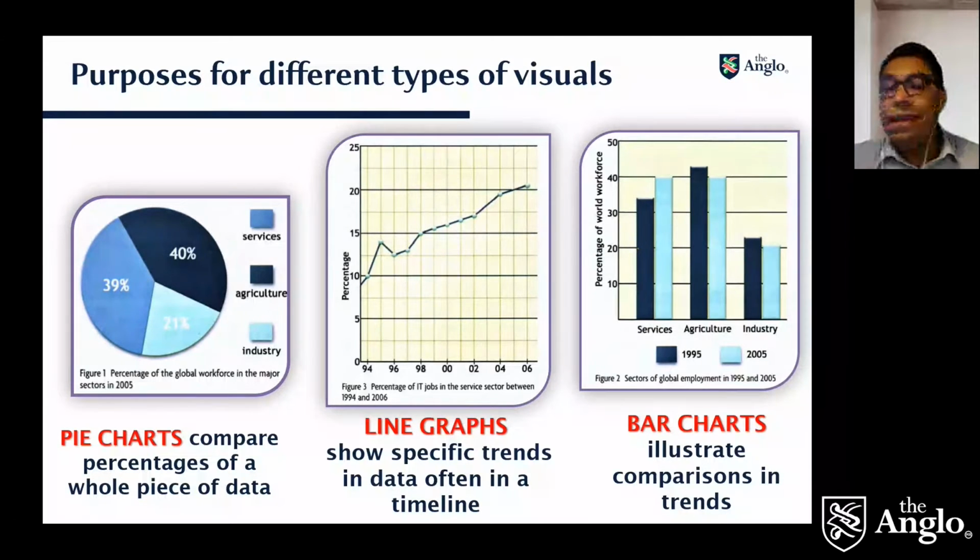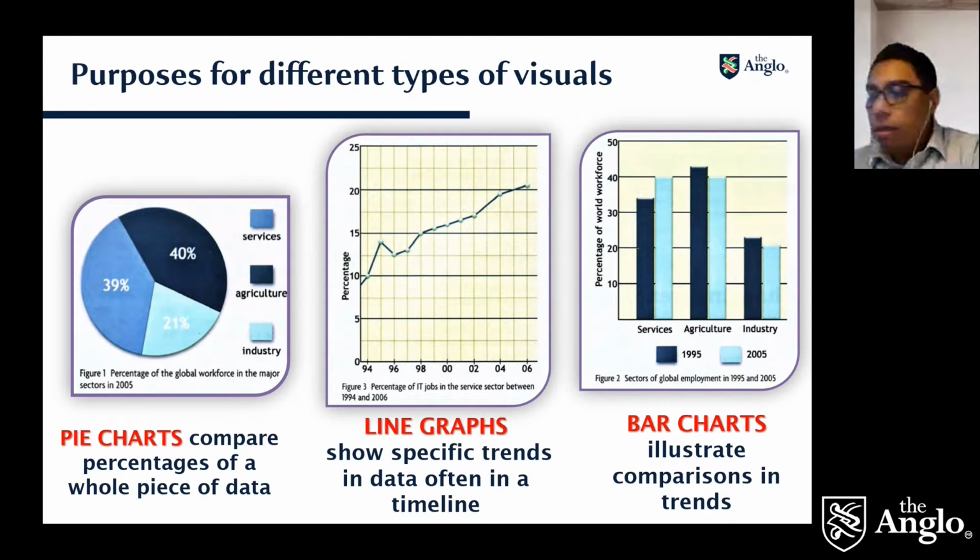So in this case, if you check the chart, it says services, agriculture, industry, and then how the percentage of the world workforce changes from one sector to the other. So these are very useful when you want to make comparisons between departments in a company, for example, or sometimes competitors, okay, in a way. So these are the ones that we will be concentrating on today.